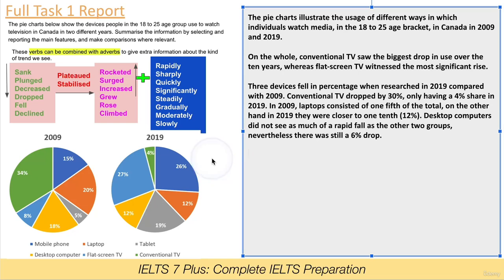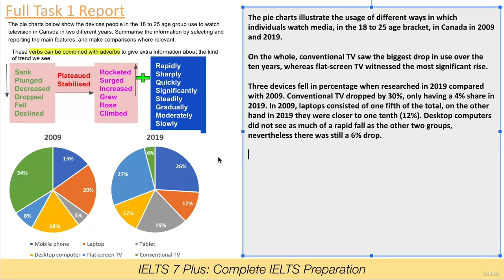3 devices fell in percentage when researched in 2019 compared with 2009. Conventional TV dropped by 30%, only having a 4% share in 2019. In 2009, laptops consisted of 1/5 of the total. On the other hand, in 2019, they were closer to 1/10, 12%. Desktop computers did not see as much of a rapid fall as the other two groups. Nevertheless, there was still a 6% drop. Okay, so we're being careful not to report on absolutely everything, just the main parts here. So we're not always being specific, but we can just mention the difference maybe with things.